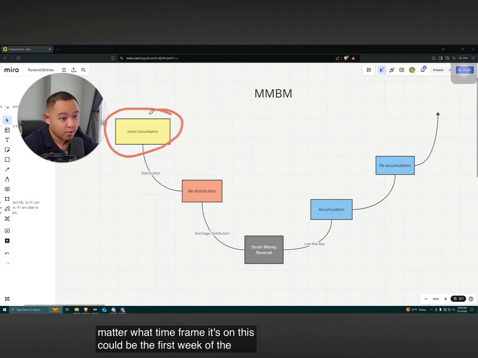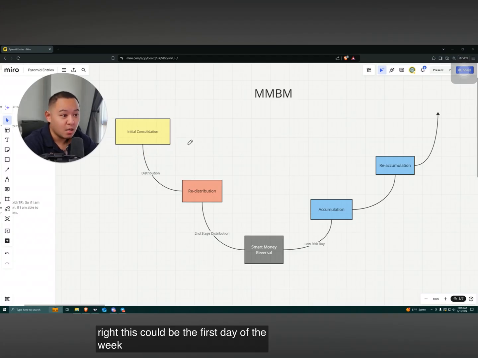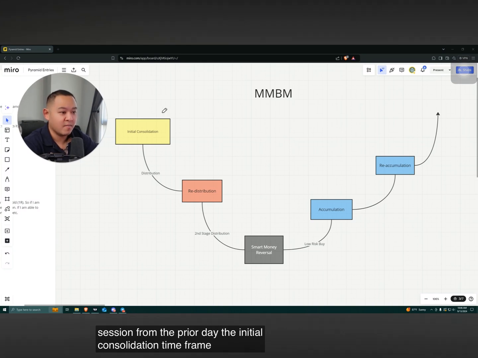This could be the first week of the month, right? This could be the first day of the week. This could be Asian range. This could be AM session. This could be PM session from the prior day. The initial consolidation time frame doesn't really matter.